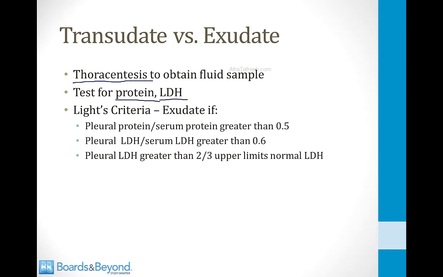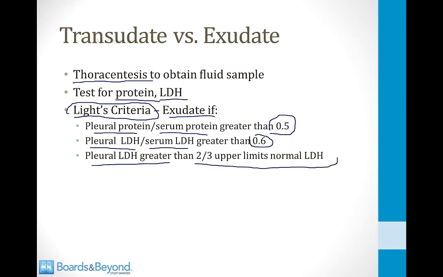It turns out that the level of these two markers in the pleural fluid can help you distinguish transudative from exudative effusions. Once you get back those levels, you're going to use something called Light's criteria. So Light's criteria says it's an exudate if one of three things is present. The first thing is a pleural protein level to serum protein level greater than 0.5, so this is a ratio. Second thing is the ratio of pleural LDH to serum LDH greater than 0.6.